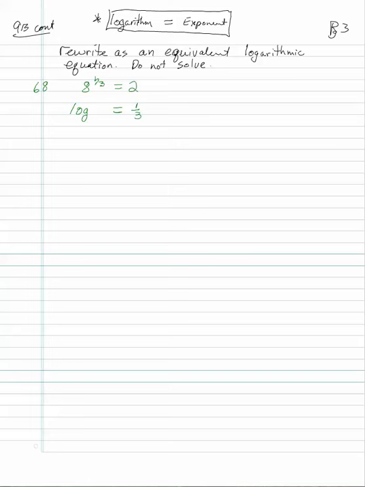And usually what I do is I write the log, and I start with the base. Base is 8. So normally I write that first. Then I say logarithm equals exponent. Exponent's 1/3, and then the only number left goes inside.